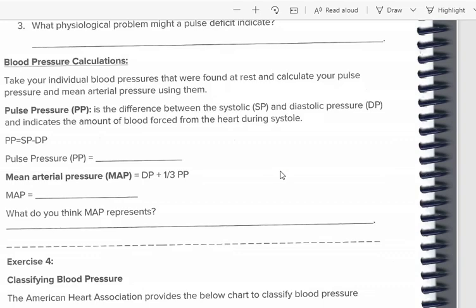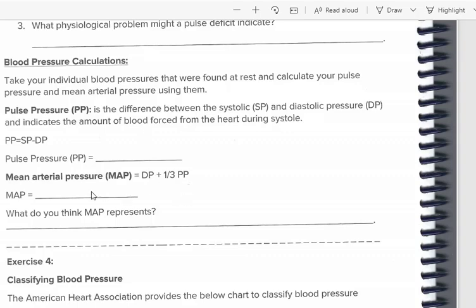And then there's some math that you guys can do, and I recommend you play around with this. Definitely work these problems. Your pulse pressure is the difference between your systolic and diastolic pressure. So we said 125 over 75. You subtract those two, systolic and diastolic, the highest number and the lowest number. And that tells your pulse pressure. That's the highest amount of pressure in your vessels and the lowest amount of pressure in your vessels.